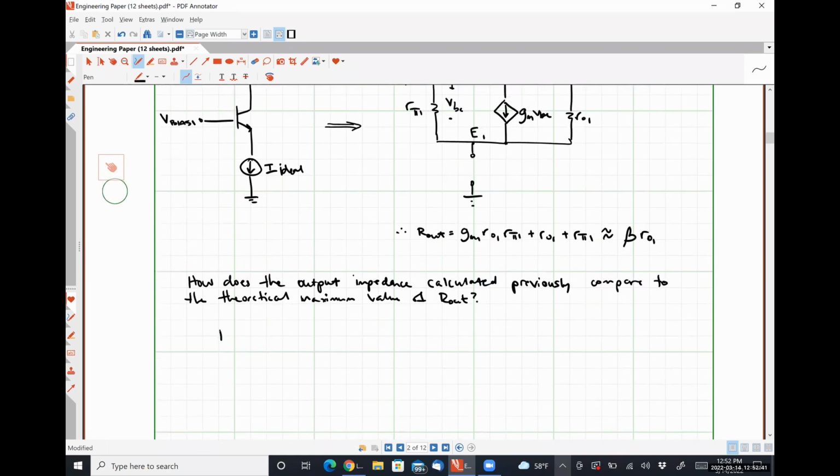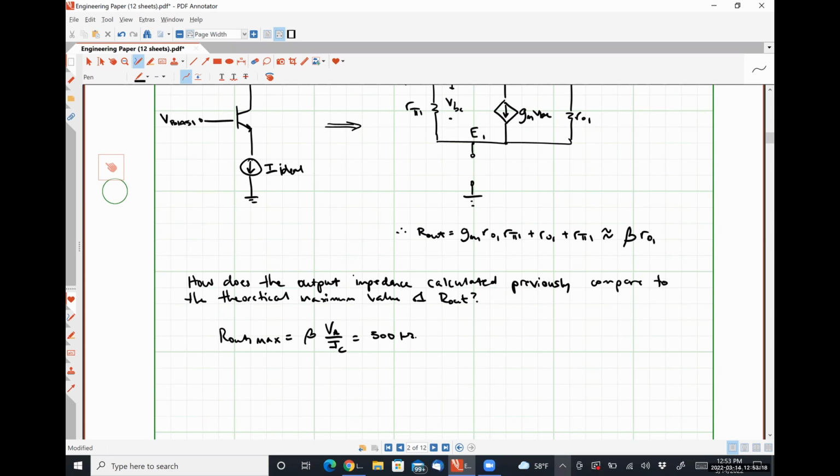Okay. So R out max is beta VA over IC, which is 500 kilo ohms, right? So when we had no degeneration whatsoever, we were effectively at 1% of the maximum value, right? We're doing a pretty crappy job.